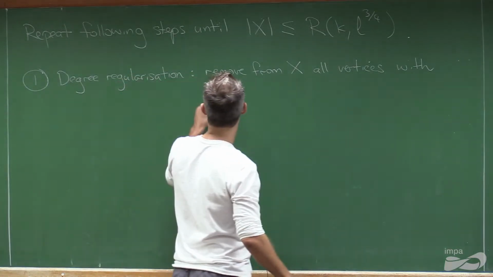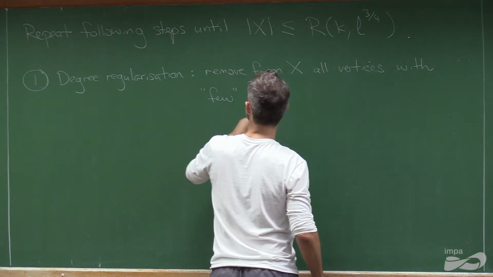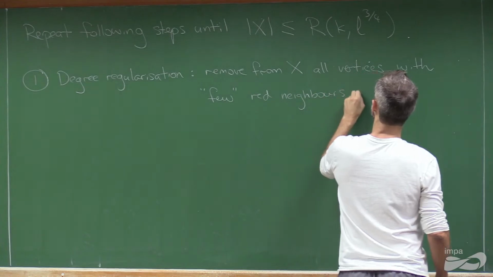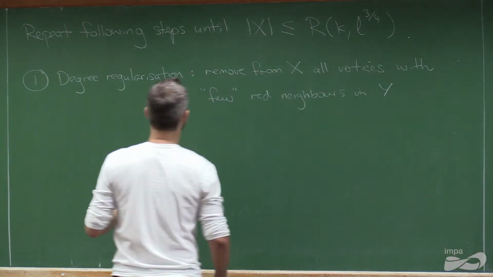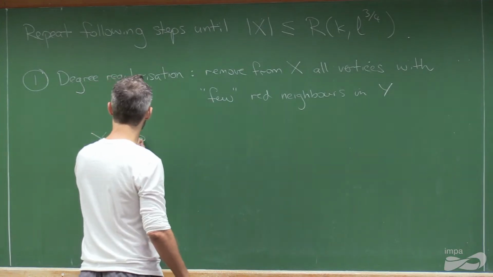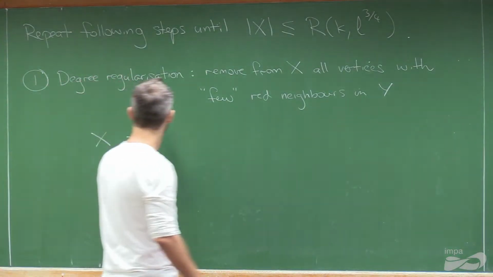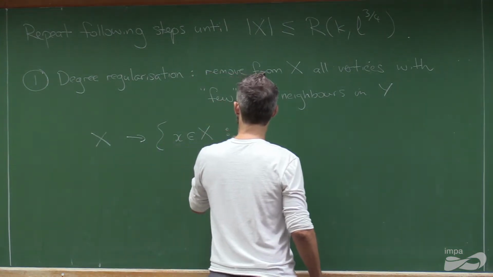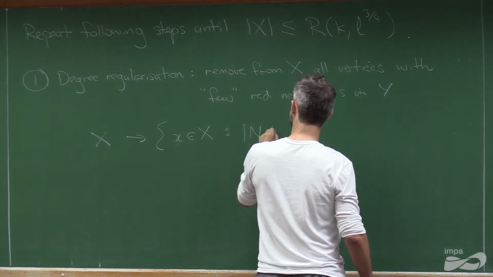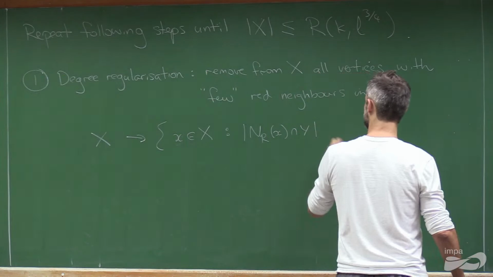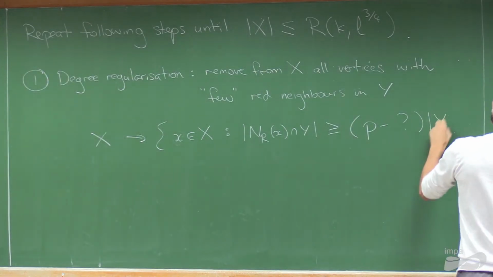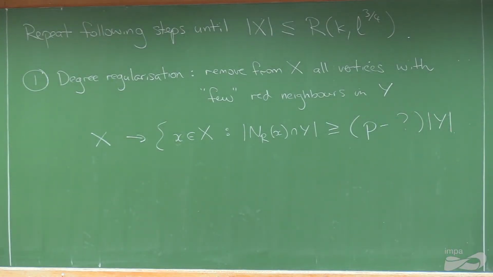With few red neighbors in Y, so what does that mean? It means we replace X by the set of x in X such that the red neighborhood of x in Y is at least p minus something times Y. Okay, so let's try to think what we would want to put for the something.